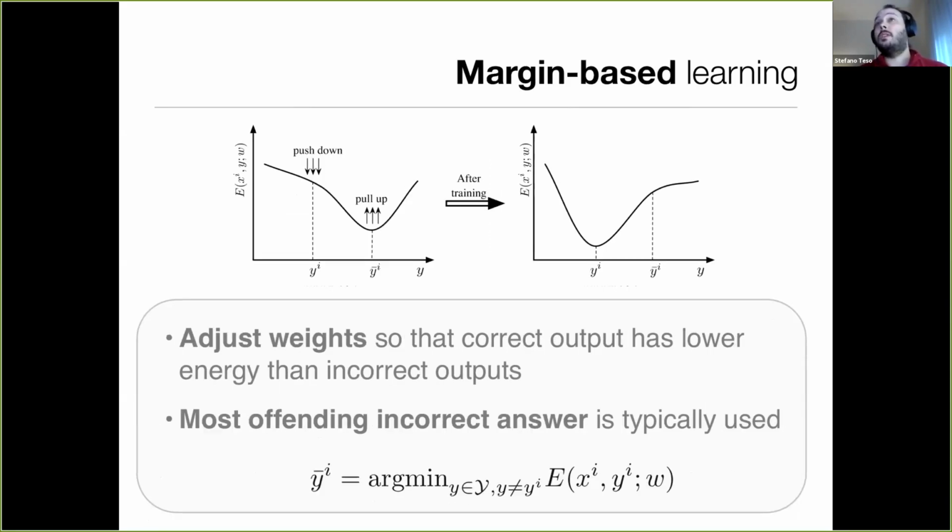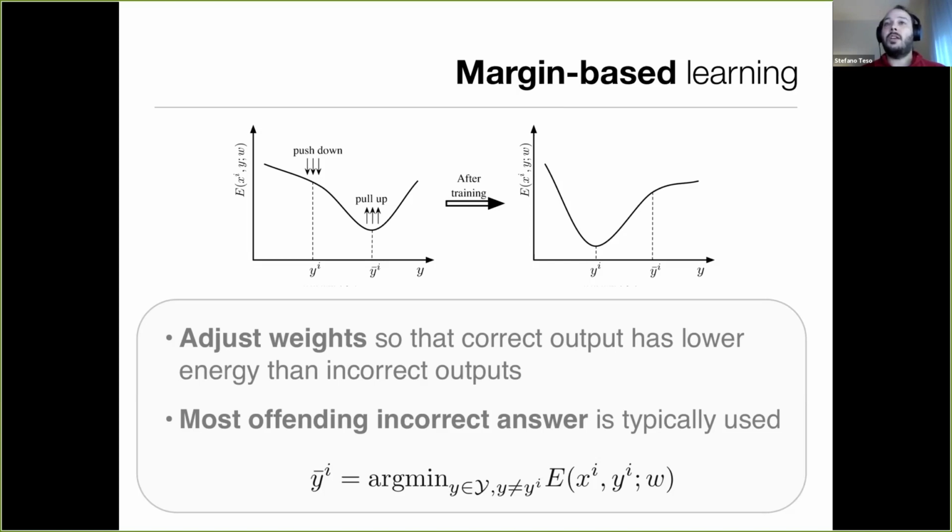Learning at an intuitive level works more or less like this. Here on the left image, you see an energy surface where the correct output yi has a higher energy than a worse output yi bar. So intuitively, what you want to do in this situation is to push down the energy for yi and increase the energy for the bad output, so that you achieve something along the lines of the image on the right.